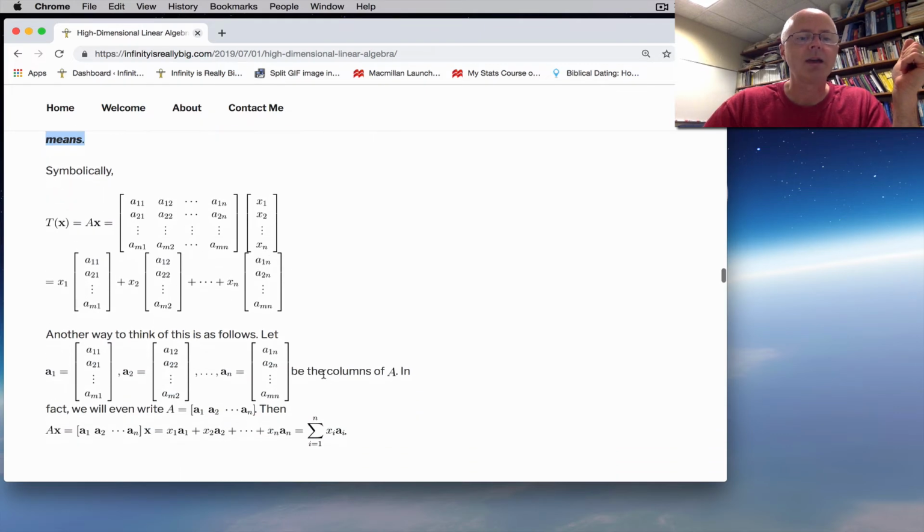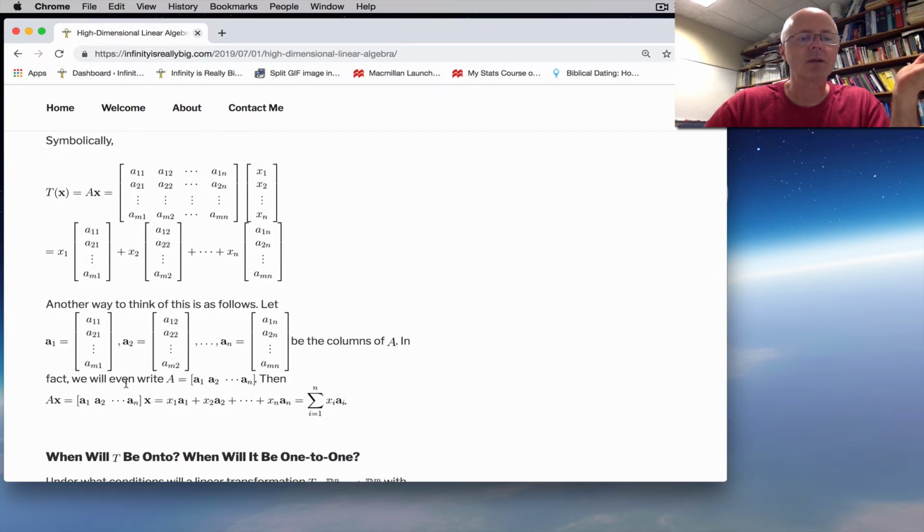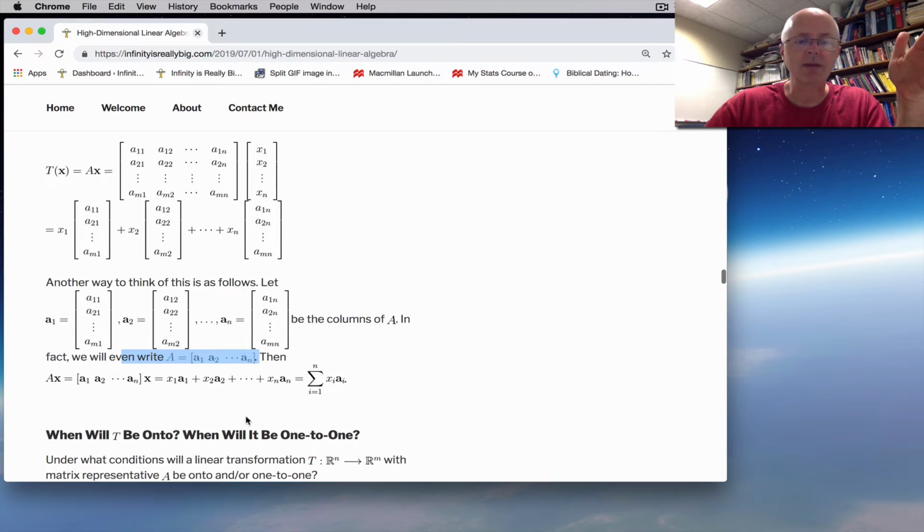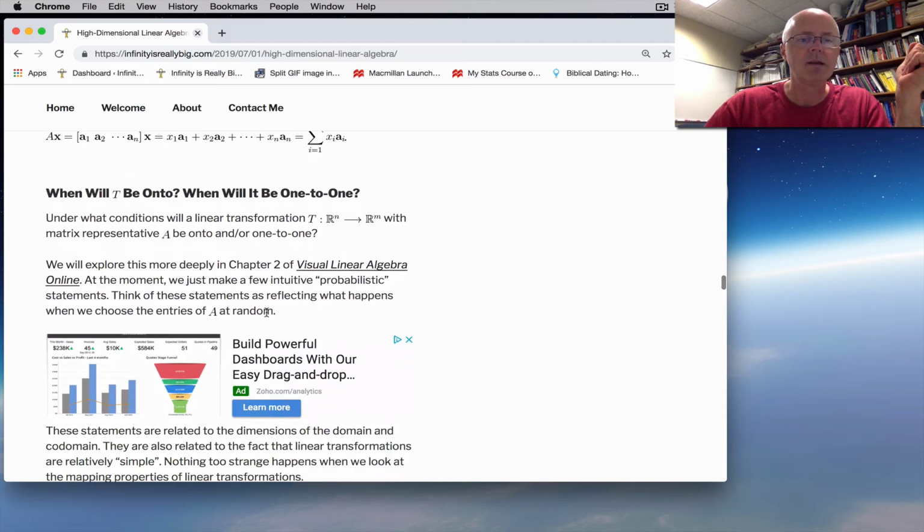Okay? Here's an alternative way to write that. We can write capital A in terms of its column vectors. Notice these are bold-faced, a1, a2 through an. We can write the linear combination this way or with sigma notation. So since we're talking about linear transformations, we need to think about the most fundamental thing with these, which is when are they onto and when are they one-to-one.